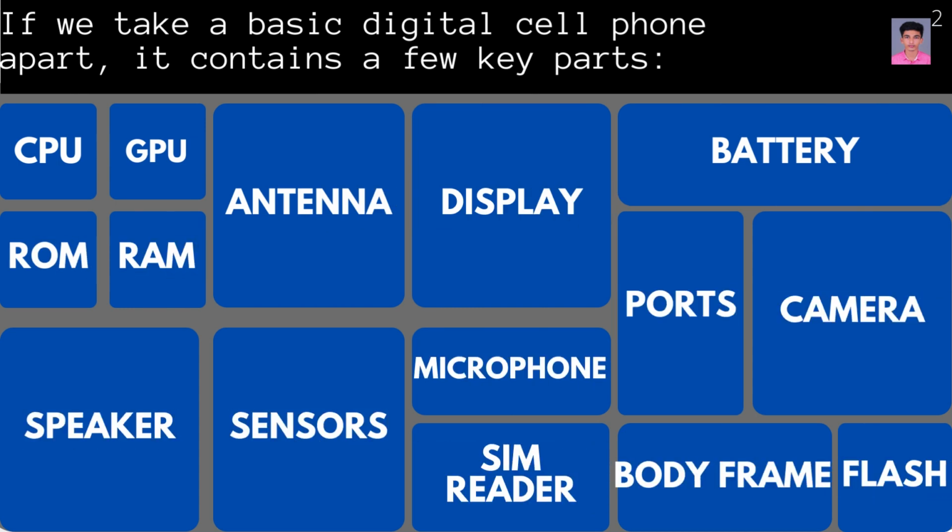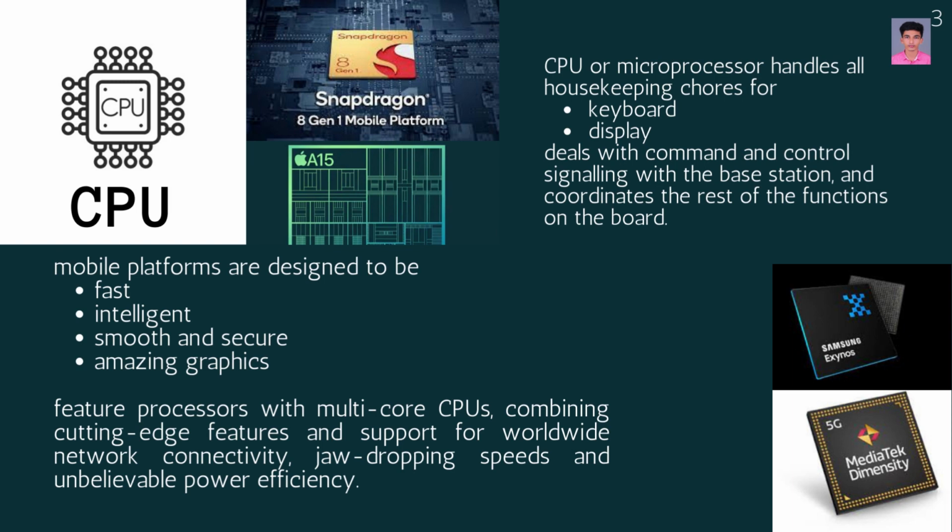So, if you take a basic digital cell phone apart, it contains a few key parts like CPU, GPU, RAM, ROM, antennas, display, battery, ports, camera, microphone, speaker, sensors, SIM reader, body frame, flash. So we will talk about these in detail.